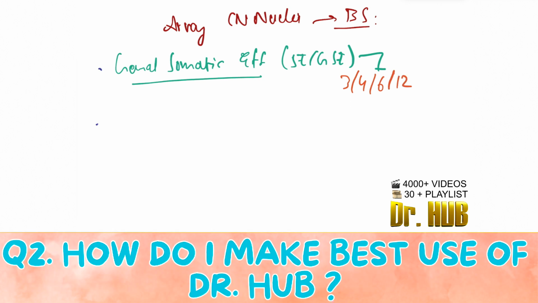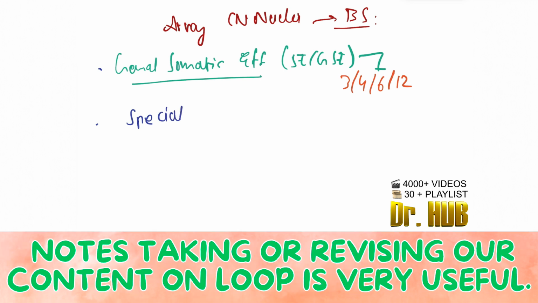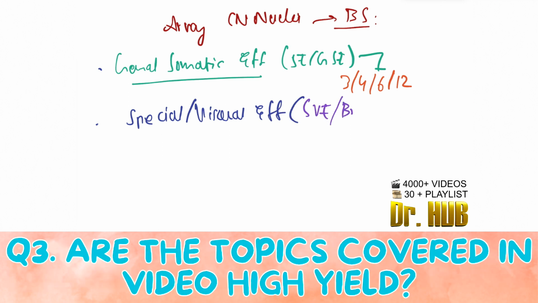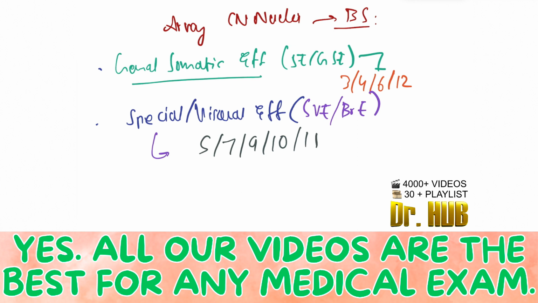Next we move on to the special visceral efferent, the SVE, also called the branchial efferent. What is the cranial nerve associated here? It will be 5, 7, 9, 10 as well as 11. So it is 9, 10, 11 and 5, 7.